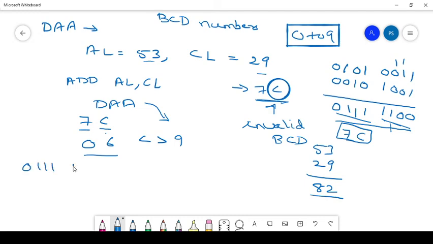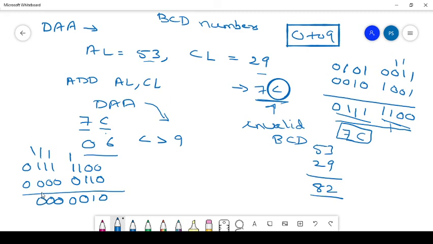7 is 0111, C means 1100. What is 06? 0000 0110. So what will be the result? 0, 1, 1 plus 1, 0 with carry 1, and so on, that is 1000 0010. That is 8, and 0010 is 2. So the answer will be 82, which is a valid BCD number.